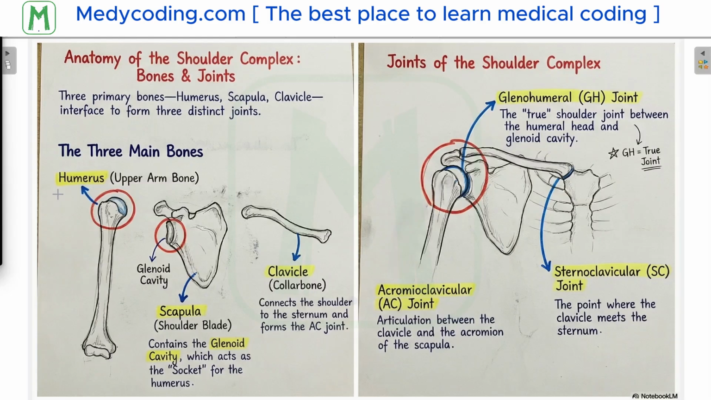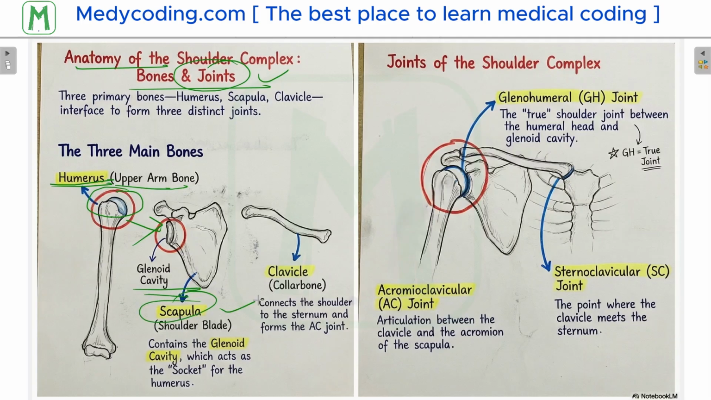Now let's discuss the bones in the shoulder and the types of joints in the shoulder. The first bone is the humerus. The head of the humerus, which is hemispherical in shape, is connected with the glenoid cavity. The glenoid cavity is part of the scapula, or you can say part of the shoulder blade, so this acts like a socket.